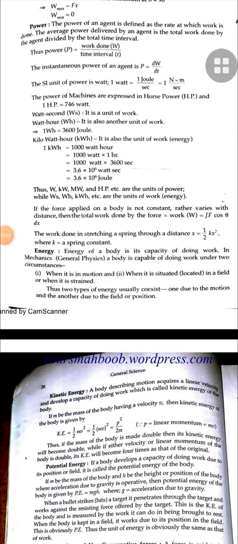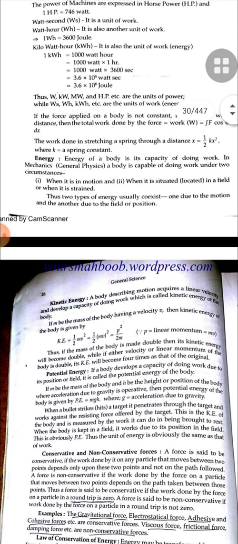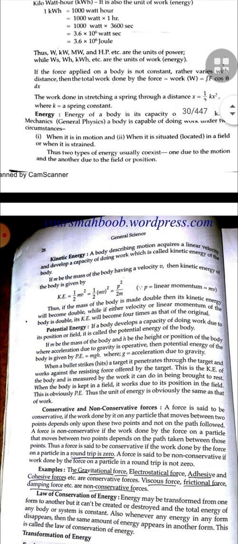Energy. Energy of a body is its capacity of doing work. In mechanics, a body is capable of doing work under two circumstances: when it is in motion and when it is situated in a field, or it is strained. Thus, two types of energy usually coexist, one due to motion and another due to the field or position. Kinetic energy. A body in motion acquires a linear velocity and develops a capacity of doing work, called kinetic energy. If m be the mass of the body having a velocity v, then the kinetic energy of the body is given by KE is equal to half m v square.